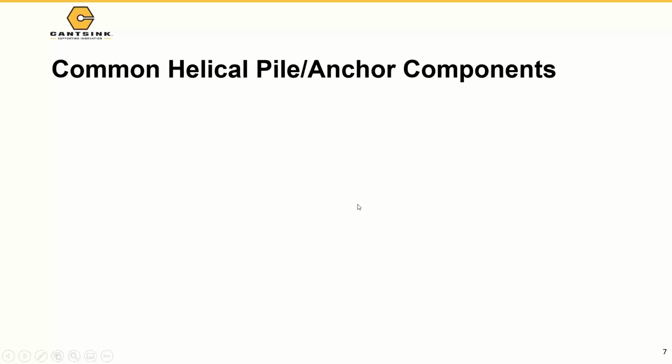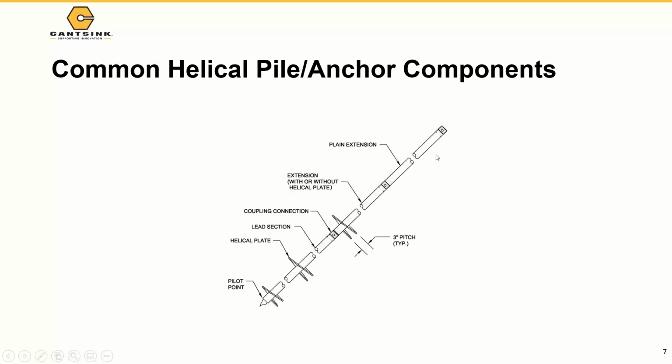Now, the helical pile components. This is what a helical pile is. We call it the lead section, because this is the first section that goes into the ground. I say section because one of the advantages of helical piles is that they are installed segment by segment. So the first section that goes in, we call the lead section. And usually the lead section is the one that has these helical plates welded to it.